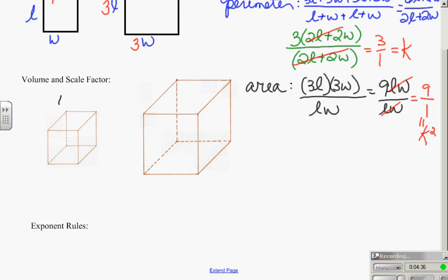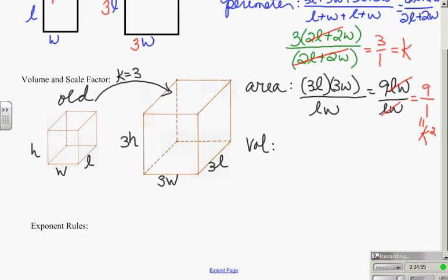In looking at a volume problem, if my old figure here has a height and a width and a length, and I'm going to use a scale factor of 3 again, then I have a 3h high and a 3W and a 3L long. When I go to look at the volume, volume of a box is length times width times height. My volume of my new is 3h times 3w times 3l. My volume of my old is hwl.